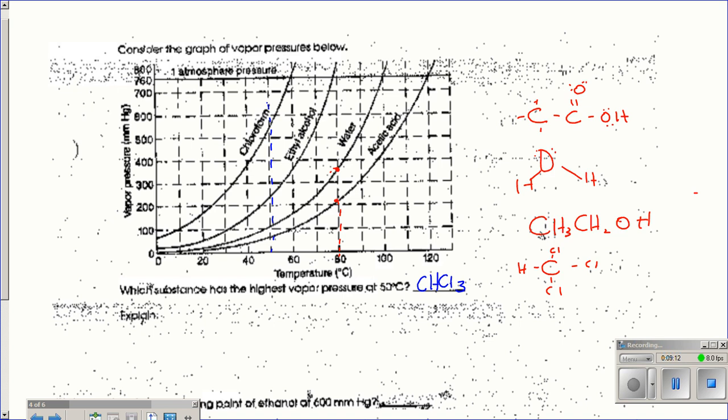And really what's important about this is, what does this mean in terms of the particle attractions? With the highest vapor pressure, that means the weakest particle attractions. And if you look at the dot structures, chloroform has no hydrogen bonding, whereas the ethanol does, and of course so does the water, and so does the acetic acid.